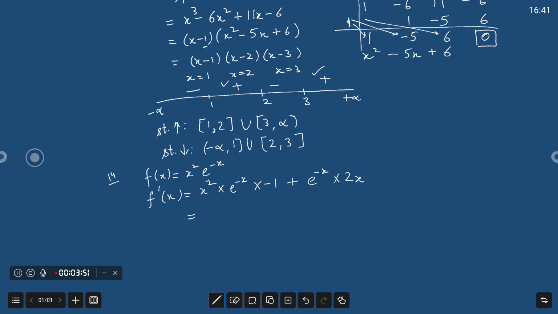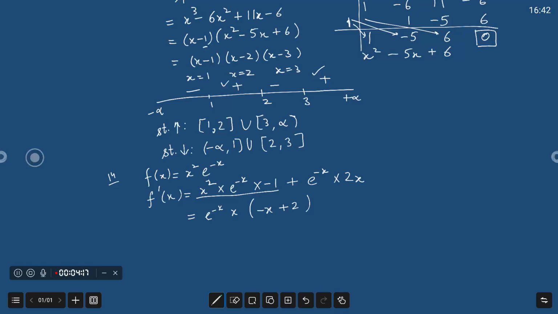What can you take out common? What is common now? e^(-x) is common and x is also common. What is left out in the first block? Minus x. And what is left out here? Plus 2. So it has been factorized now.